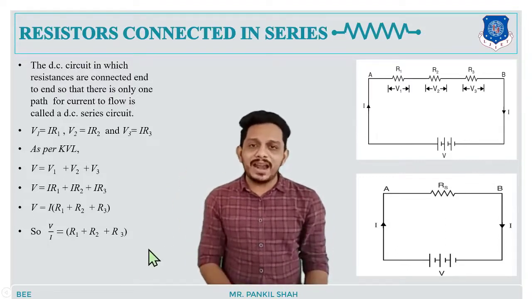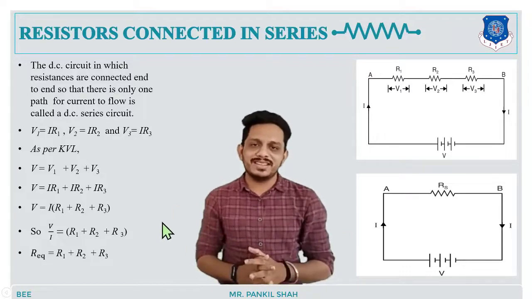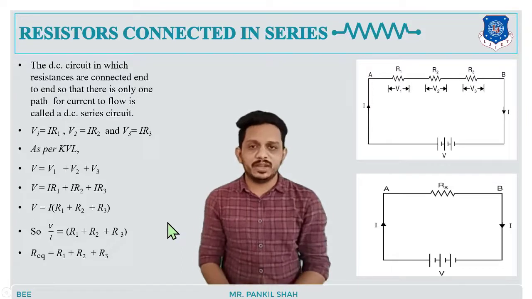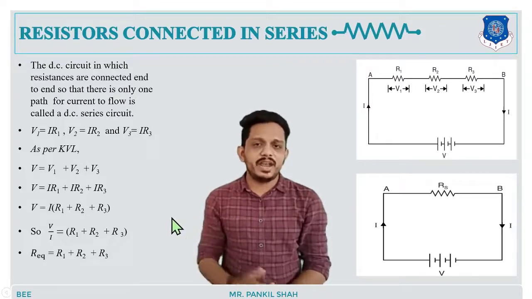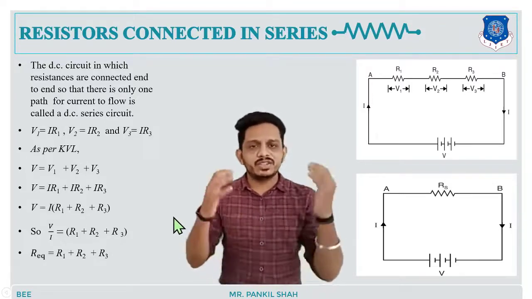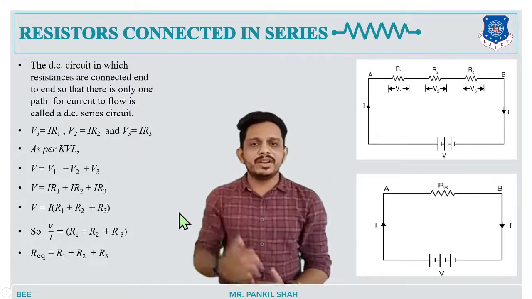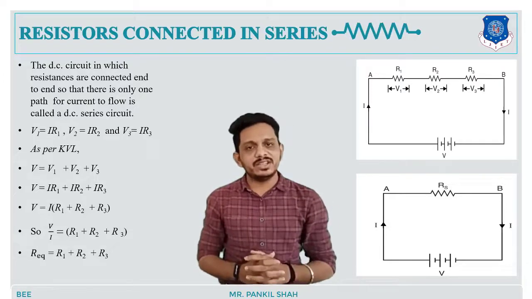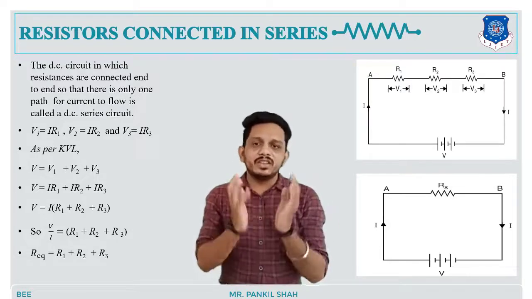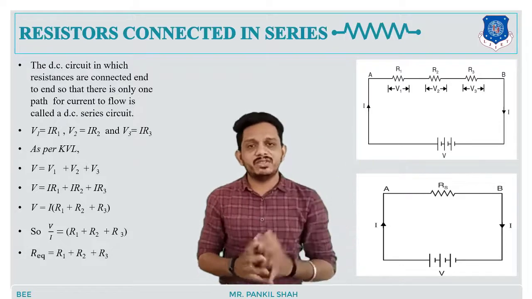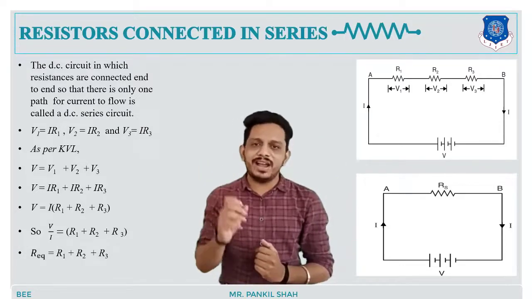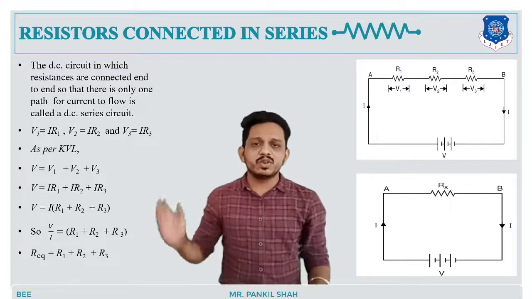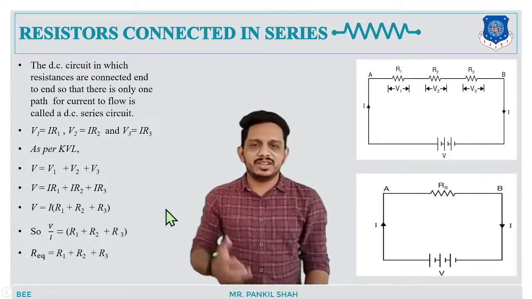If we put R equivalent in this equation, then our answer is R equivalent is equal to R1 plus R2 plus R3. In this way, we have derived the relationship between resistors connected in series and the equivalent resistance. If three resistors R1, R2 and R3 are connected in series and you want the equivalent resistance instead of those three resistors, then you can just add the values of those three resistors and you get the value of the equivalent resistance. So this was resistors connected in series.